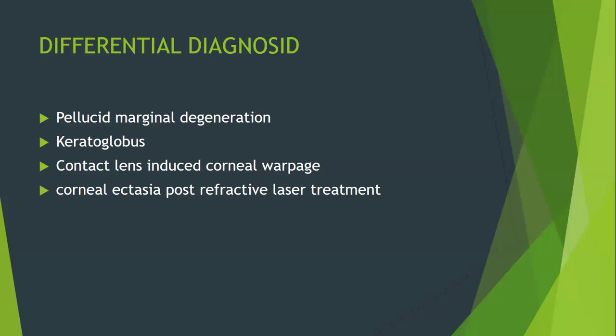So in addition to contact lens induced corneal warpage, there is corneal ectasia post-refractive laser treatment. In most cases, when you do pentacam after laser treatment, if you just look at the pentacam, you won't be able to diagnose it as keratoconus or something else. So all the differential diagnosis is very important. When you are asked in the exam, it is very important that you tell that although this looks like corneal ectasia, don't jump to say this is keratoconus. You must keep in mind that this can be something else.